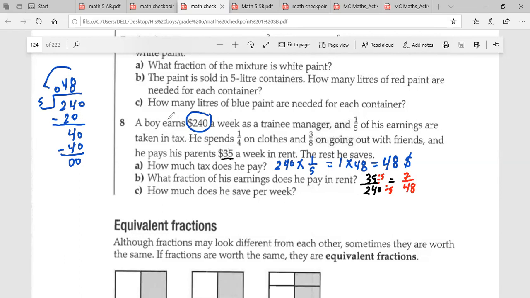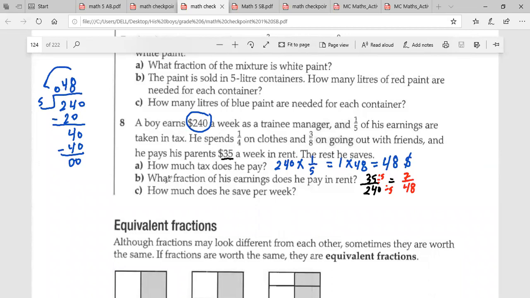Yes. Now C. Mohammed Hussein, C. How much does he save per week? Per week. Again, how much does he save per week? He says he pays his parent 35. I didn't understand how to know what you have to calculate. Is it 240 divided by 7, or 240 divided by 4 multiplied by 1, and then 240 divided by 8? So are you speaking about C or B? C. Just a minute.